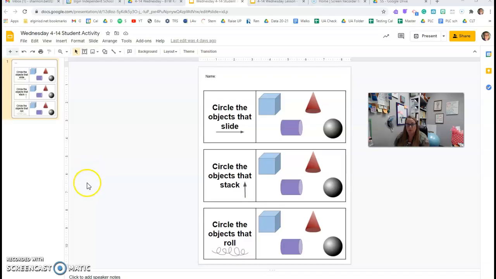Here is what you are going to do today. Today you're going to have this page. In this box, I want you to circle the objects that slide. So if you can slide it, I want you to circle it. The next one says circle the objects that stack. So if you can stack them, then I want you to circle it. And the last one says circle the objects that roll. So if they can roll, then I want you to circle them.